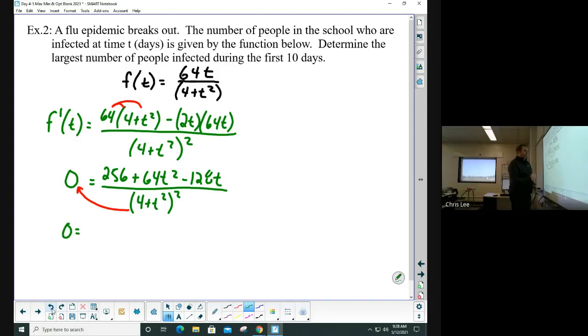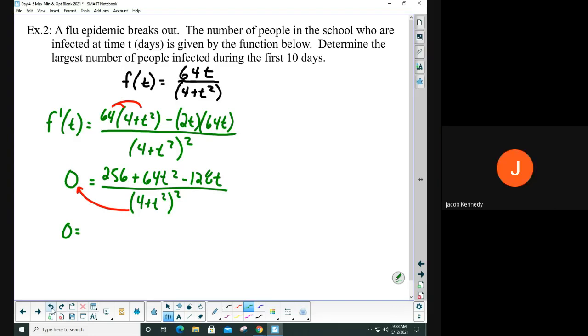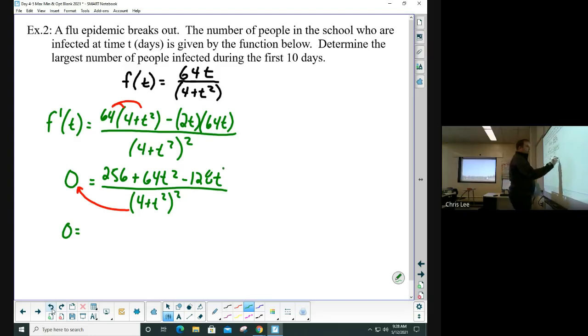Mr. Lee? Yep. Isn't it 128t squared? Oh, good, thank you. Yep. So when we're going to bring that together, then we're going to have 2t squares. Thanks, Jacob. So we're going to have the 256, and then 64 minus 128 is going to be minus 64t squared.